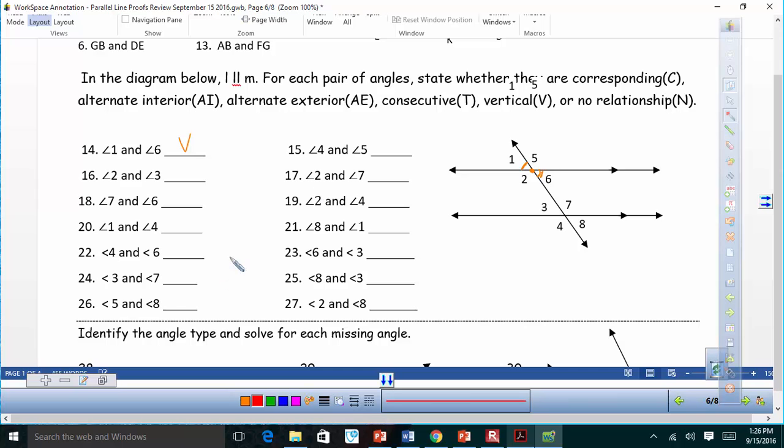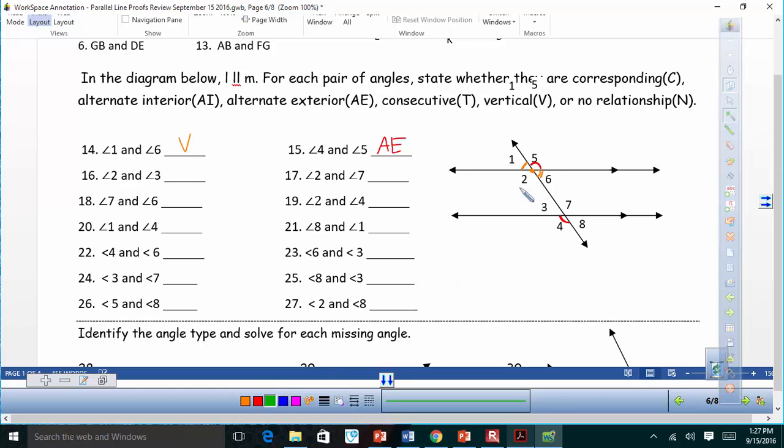Okay? Then 4 and 5. So 4 is right here. 5 is right here. Are those corresponding? Are they alternate interior? Are they alternate exterior? Yes, they are on the outside of the parallel lines on the opposite side of the transversal. So that is alternate exterior.